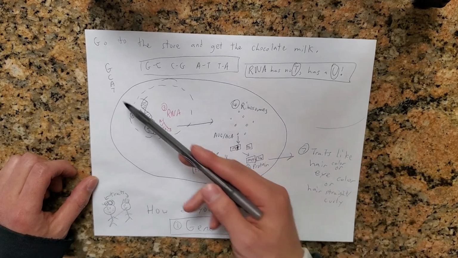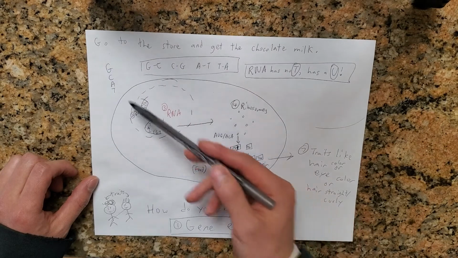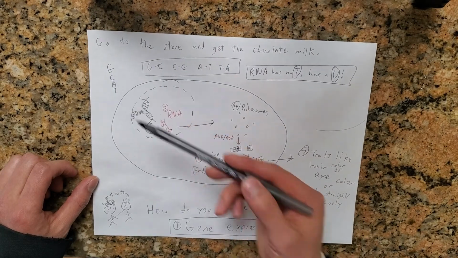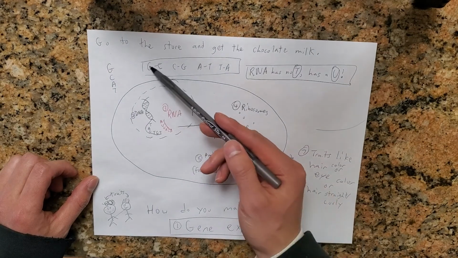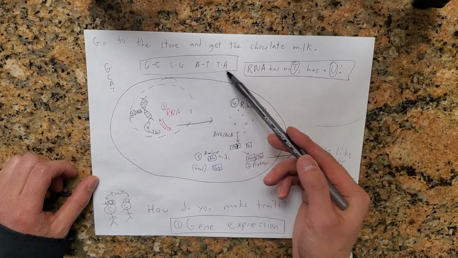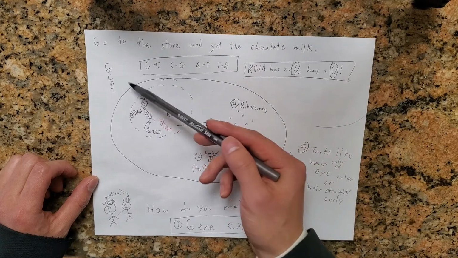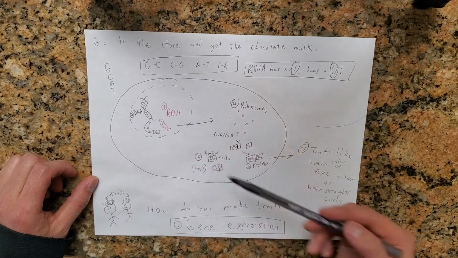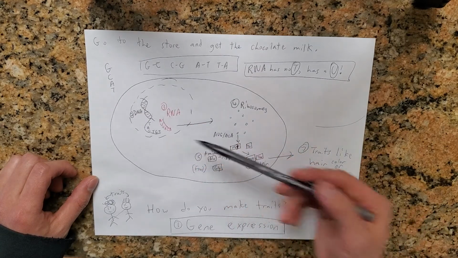Well, DNA is made up of GCAT. I like to write it as GCAT because it helps you remember. G matches to C, C matches to G, A matches to T, T matches to A. It tells you how DNA is able to connect to each other and build itself.